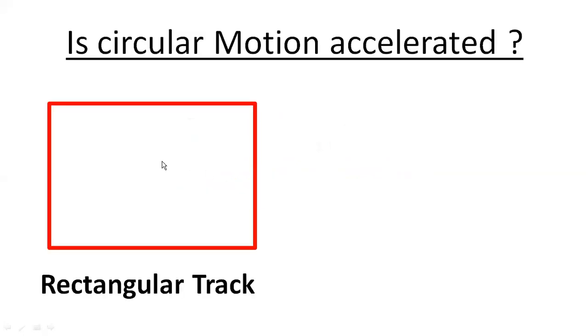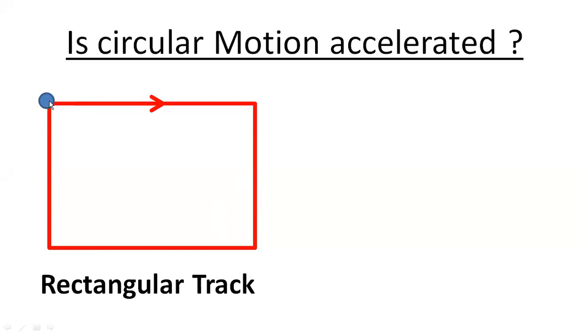Now take this example. We have a rectangular track, which athletes use in sports. Suppose in this example this is a rectangular track and an athlete is moving on it. Let us take from this point the athlete is running. He has to run in four directions: 1, 2, 3, and 4. So this is a rectangular track.